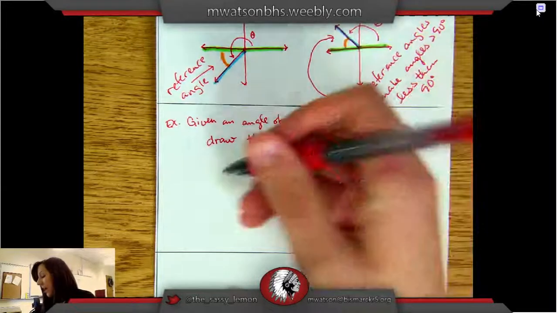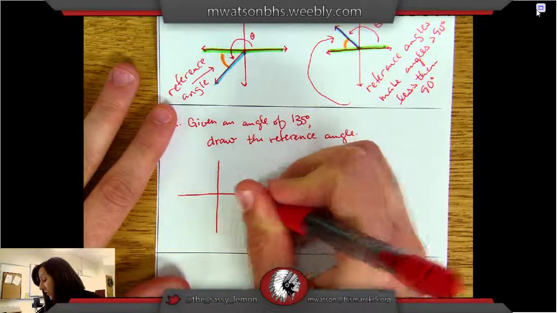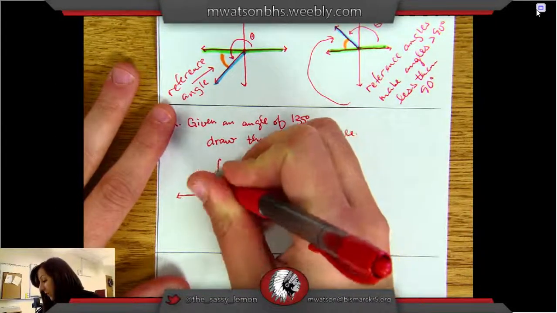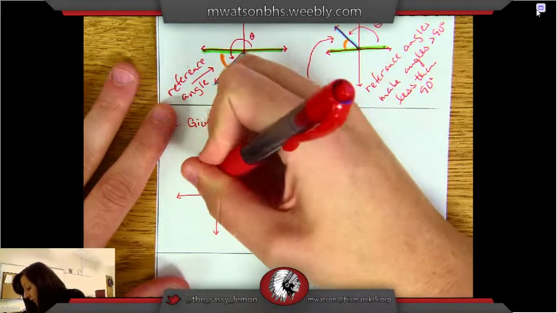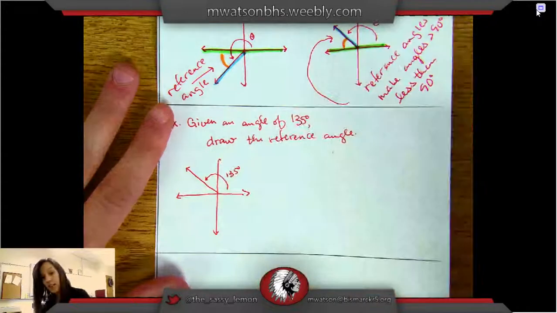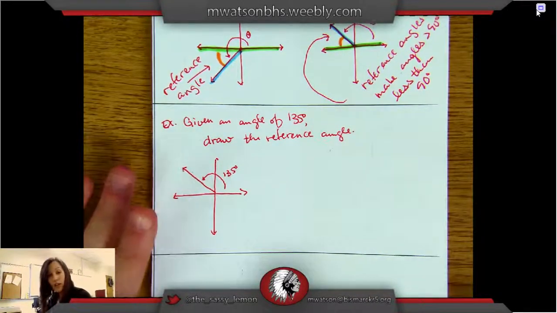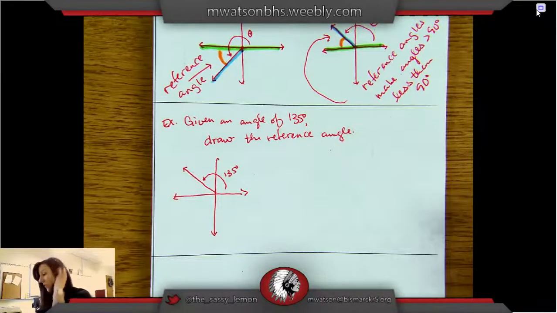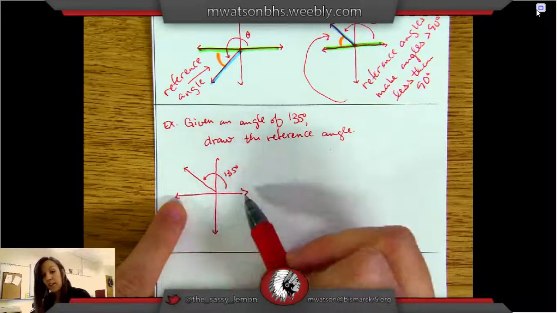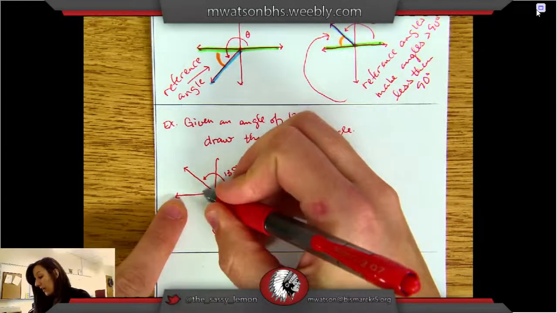So 135 degrees, we draw that. That's going to wind up in the second quadrant, right here. That's 135 degrees. Now I'm not going to highlight this time. If you need to, go ahead, but I'm just going to use the definition. So our reference angle is the angle that's formed by the x-axis and the terminal side of theta. So our angle is going to be right in here.